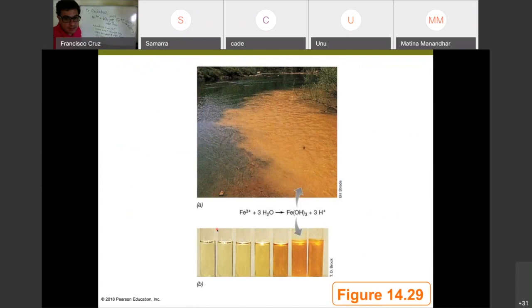Look at all that rust. Isn't that beautiful? So that's that reaction going on. Hydroxide. So you create rust, basically.